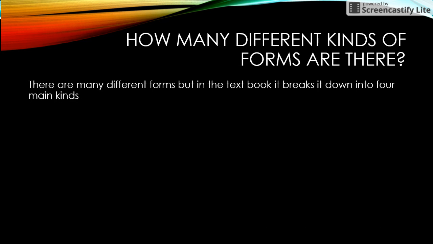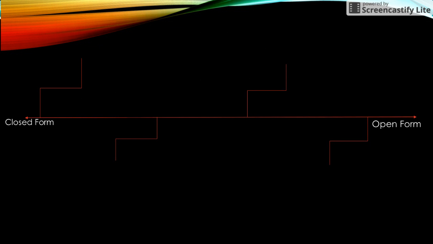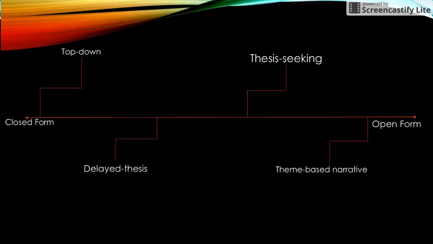How many different kinds of forms are there? There are so many different kinds of forms, but the textbook only has 4, so that's what we're going to be talking about. On your continuum, you have closed on your left, open on your right. Your closest one to closed is going to be top down. Next, in between closed and open is delayed thesis, but that's closer to closed. And closer to open but still has some closed form in there is thesis seeking. And then your open form writing is going to be your theme-based narrative.